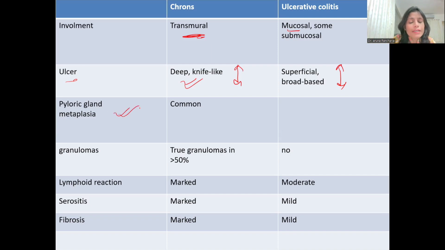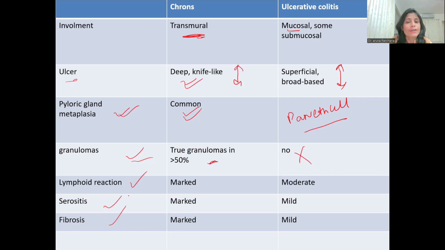So pyloric gland metaplasia is more common in Crohn's disease, while Paneth cell metaplasia is more common in ulcerative colitis. Granuloma is more common in Crohn's disease, while there are no granulomas in ulcerative colitis. Serositis, fibrosis, and lymphoid reactions, these three things are more common in Crohn's disease.